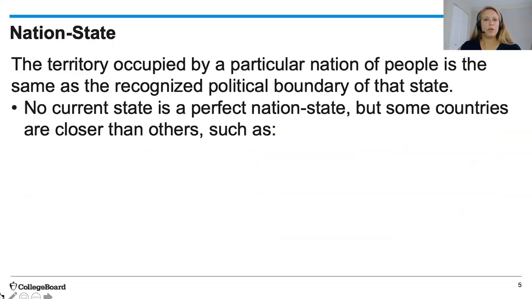Another key example and term is nation state. This is when the territory occupied by a particular nation of people is the same as the recognized political boundary of that state. There's no current state that's perfect with this in the world since there's been immigration and emigration over a long history, but there are some that come close.